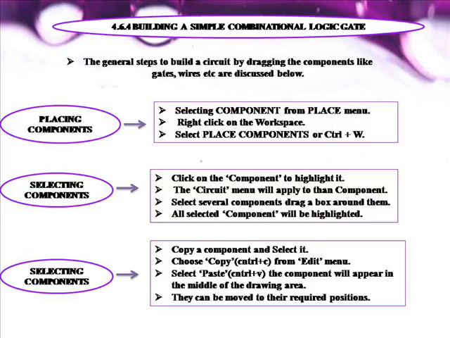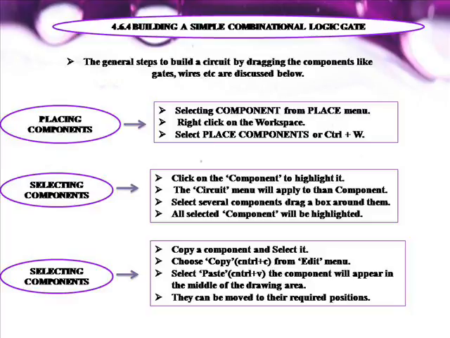The general steps to build a circuit by dragging components like gates, wires, etc. are discussed below. Placing components. Selecting a component from the Place menu: right click on the workspace and select Place Component, or press Ctrl+W.